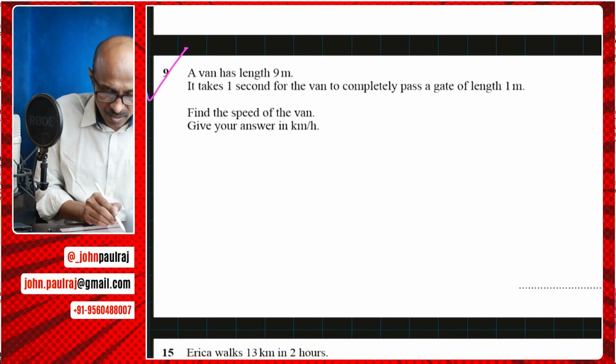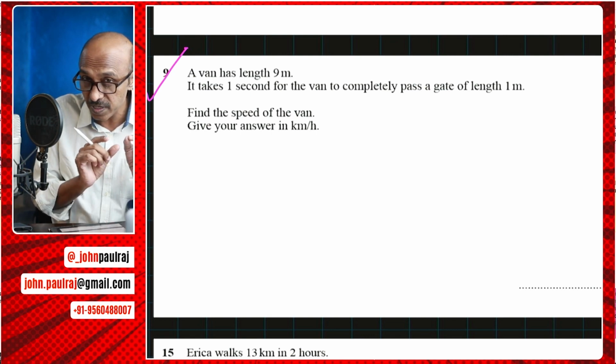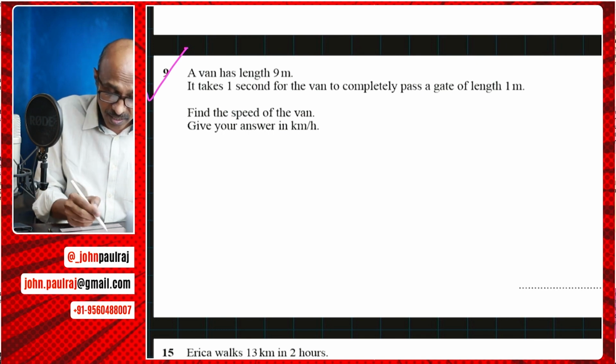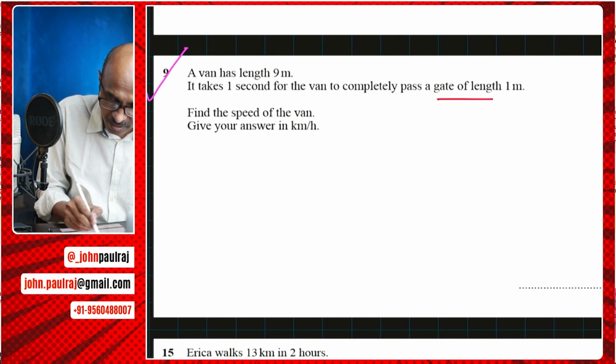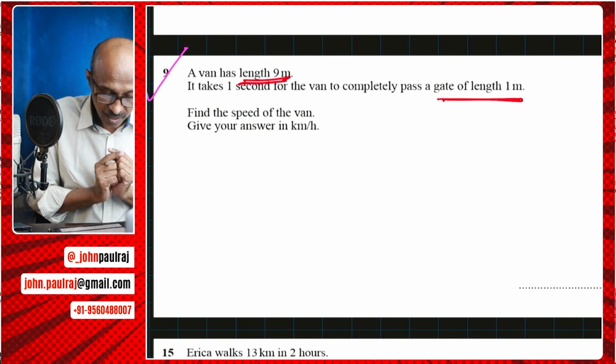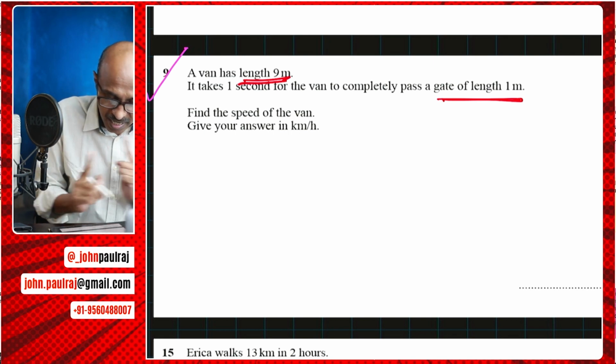You need to find out, sometimes it's to find the speed, or sometimes it's to find the time that it takes to completely pass a certain point. Sometimes it's a gate. In this case, it's a gate, all right? So the length of the gate is 1 meter. The van has a certain length, in this case, 9 meters. 9-meter van, 1 meter gate. And it takes 1 second for the van to completely pass the gate.